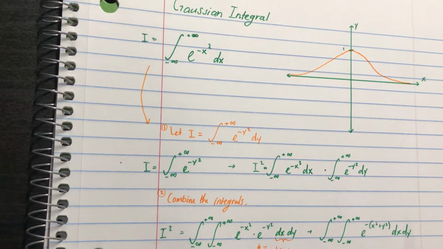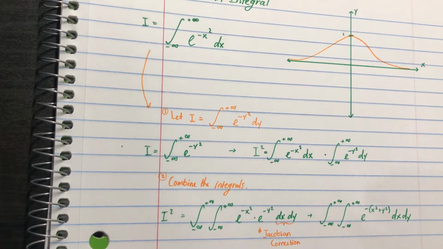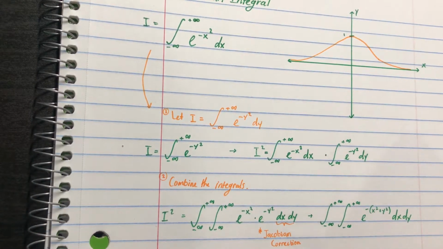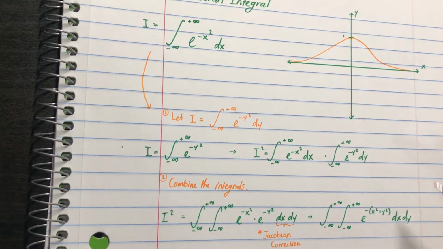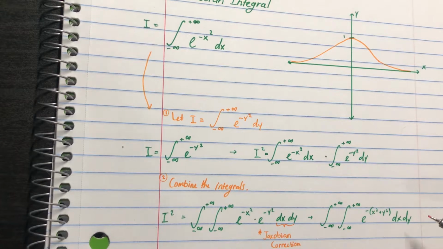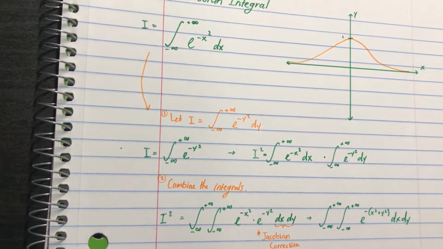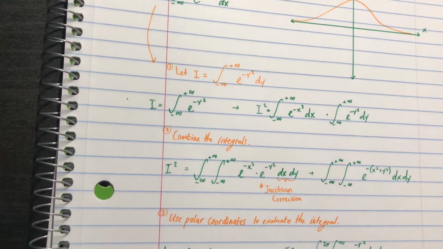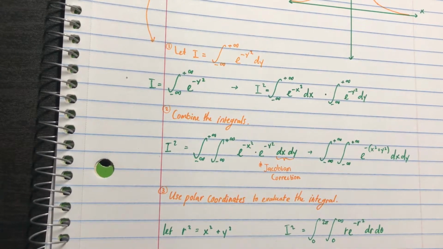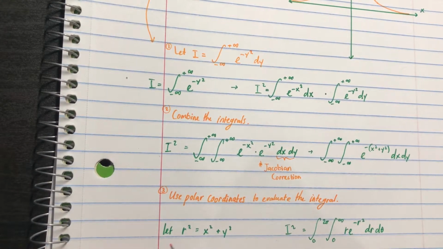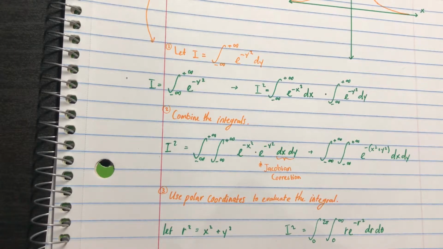dy. Now, I've put a little note here that is just a reminder to account for the Jacobian correction. And you'll see that a little bit later when we change the coordinate system, but the first thing that we want to do is evaluate the first integral, and it's actually not that difficult because what we're going to be left with is just simply 2 pi. And when we account for that, our next step is going to be to use the polar coordinates to evaluate the integral.